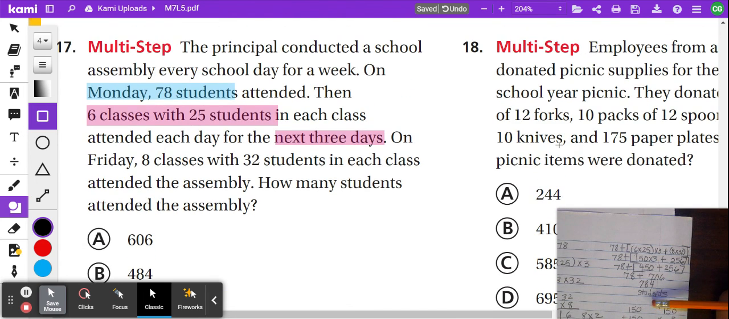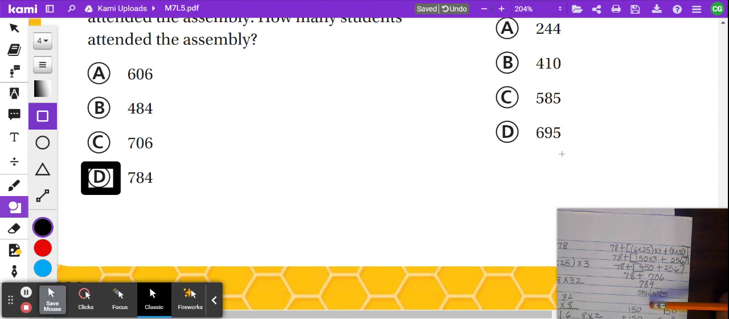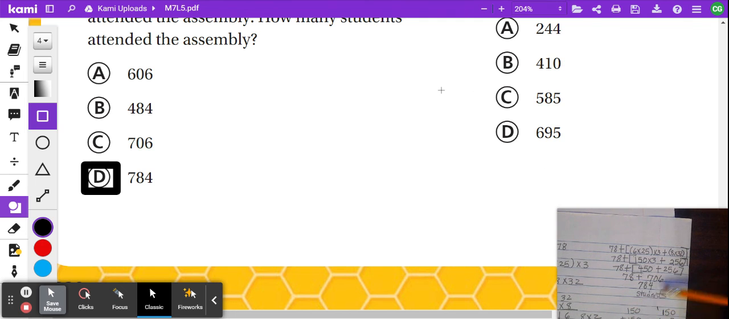If you were answering number 18, so the answer to 18 is going to be C. So how did I get C?